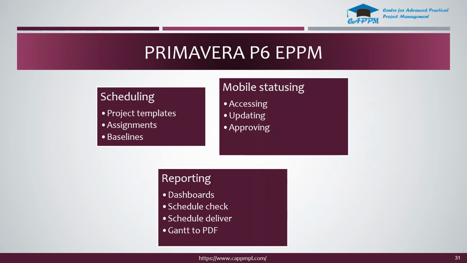So P6 EPPM is mainly used for scheduling, reporting, and mobile statusing. Scheduling means you'll have project templates, which allow you to create your work breakdown structure and your resource assignments, and we can also create baselines. And mobile statusing allows the team members to update their activities, and it allows the project manager to approve their activity updates.